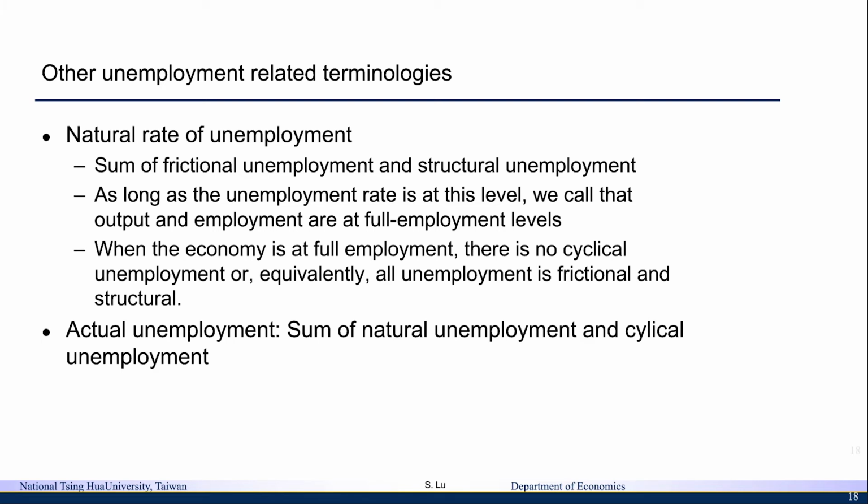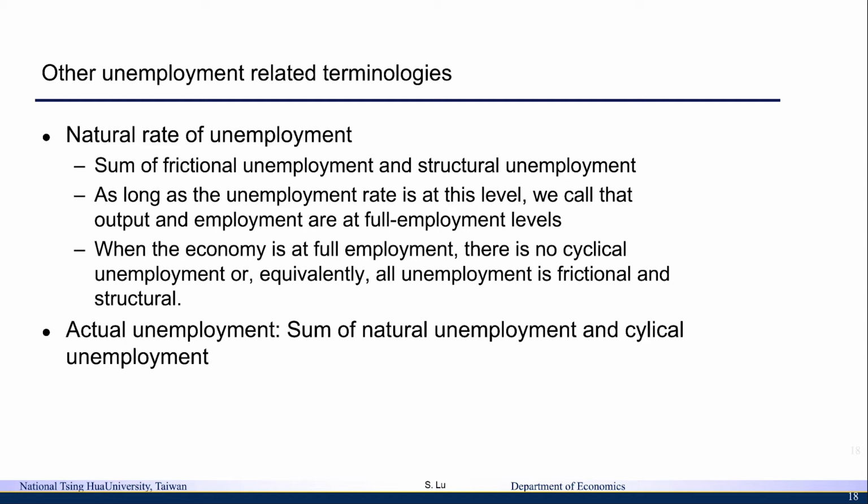Now we want to define the natural rate of unemployment. It is the sum of the frictional unemployment and the structural unemployment. That is because, as we mentioned earlier, these two types of unemployment are unavoidable for a healthy economy. Therefore, for any economy, there should be a certain unemployment rate that exists anyhow, and we define that size as the natural rate of unemployment. As long as the unemployment rate is at this level, we call that the output and the employment are at the full employment level.